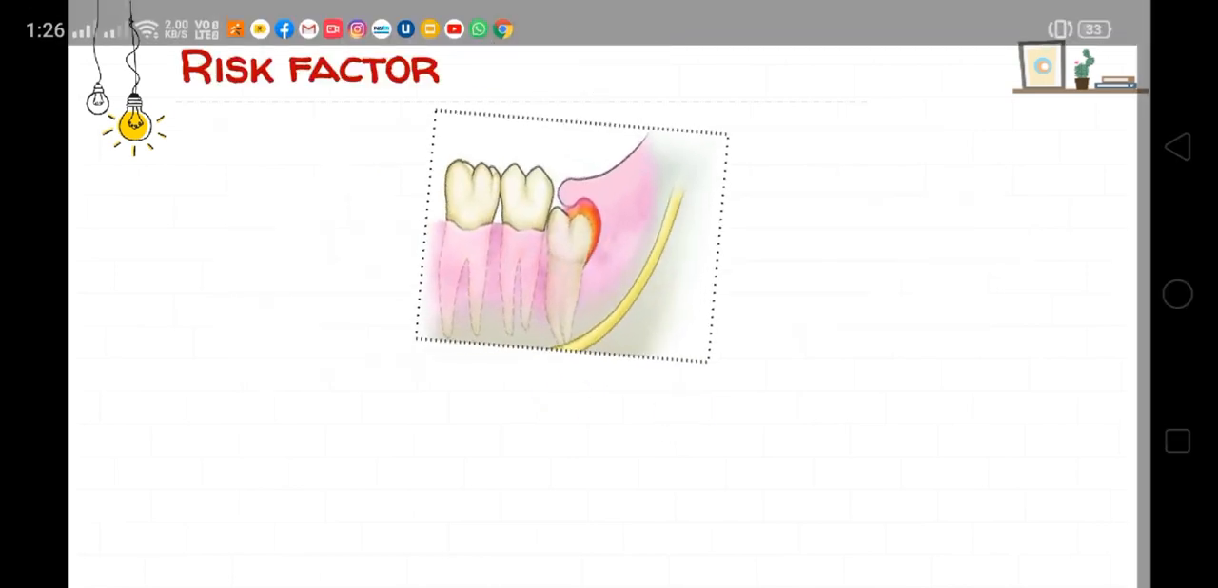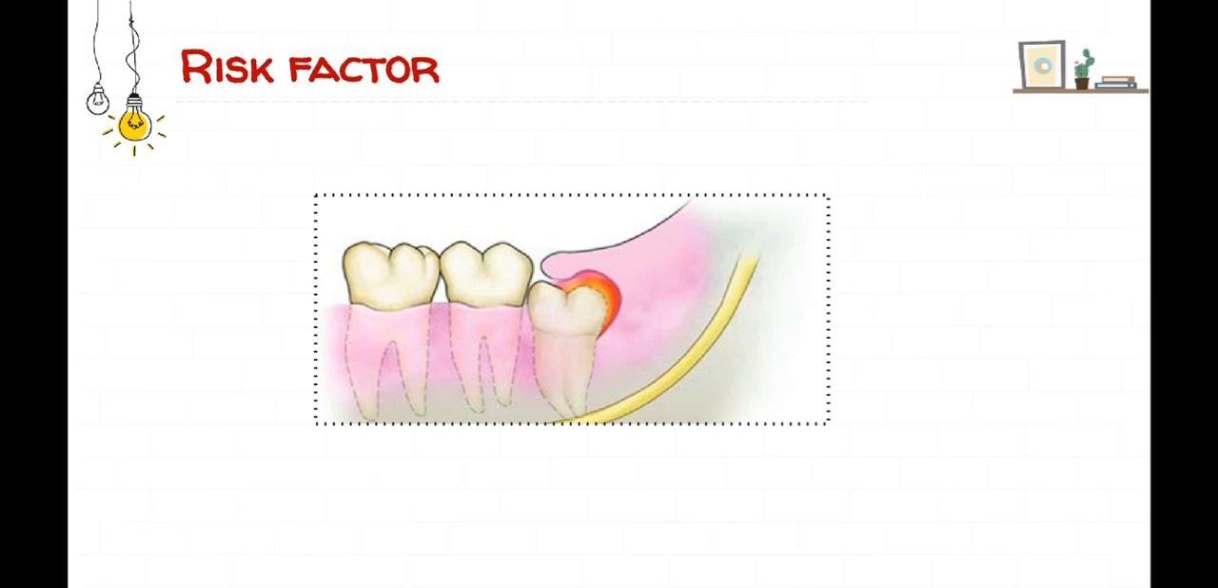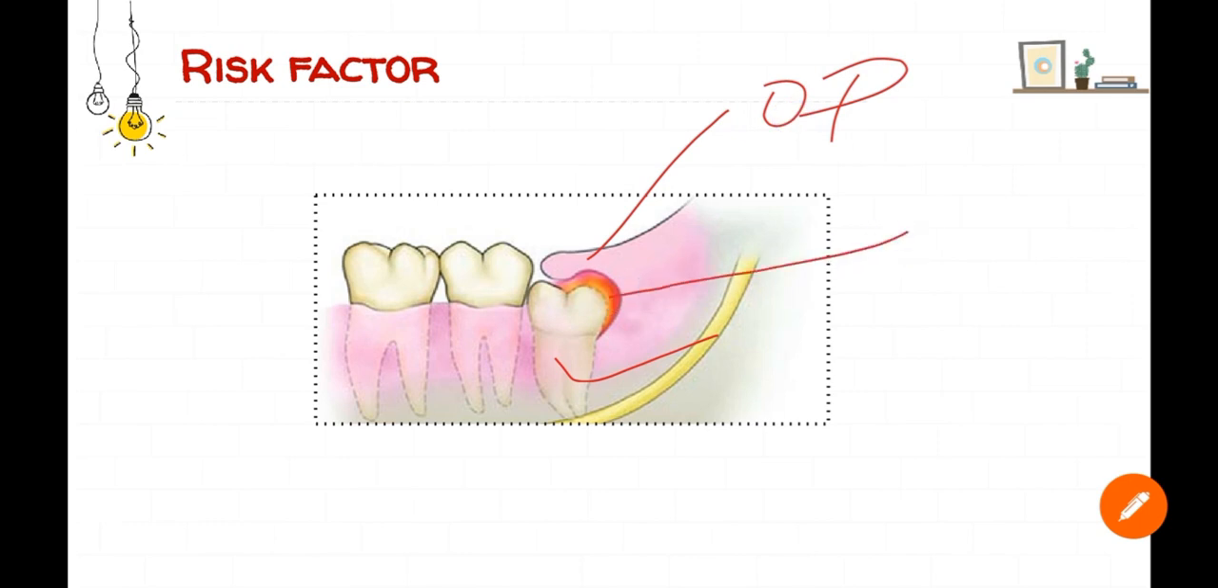Risk factors. First and foremost is the presence of any impacted, partially erupted or unerupted tooth and presence of a periodontal flap. In this picture you can easily understand this is an impacted mandibular third molar, this is the operculum, and this area is the periodontal pocket, and that is a representation of pericoronitis.